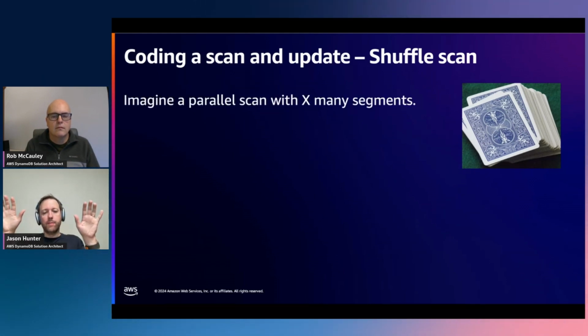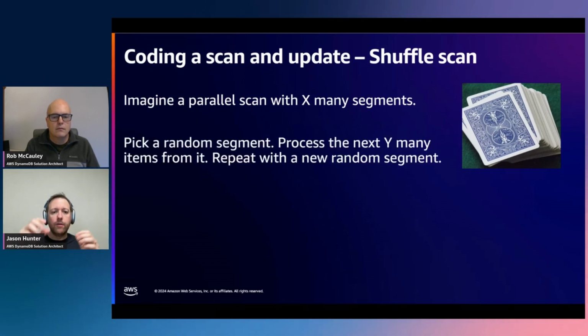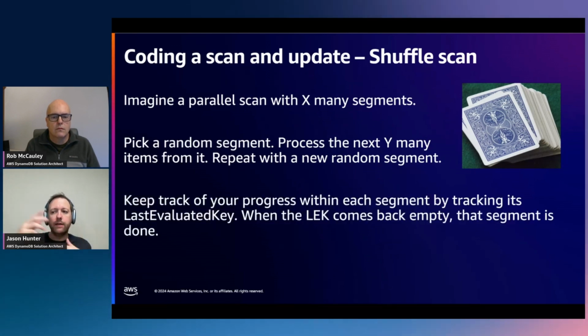So you make a parallel scan with a lot of segments, maybe 1 million, I don't care. A lot of segments, probably do 1,000. You pick a random segment and you pull a few items from it. Pick another segment, pull a few items from it, over and over and over. What you've got now is a stream of items coming out the other side, which are scattered around the whole table. And if you proceed tracking your last evaluated key, do you remember last evaluated keys, Rob?